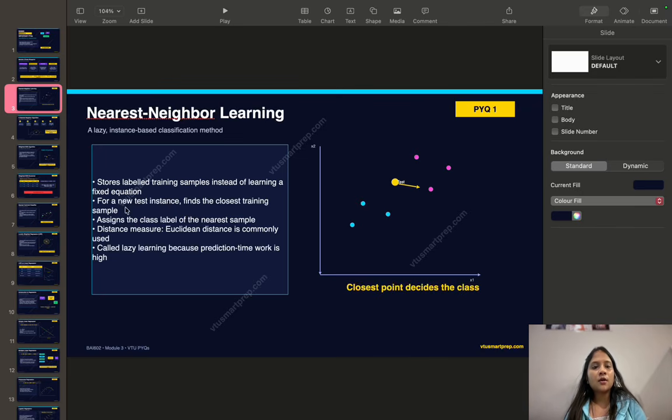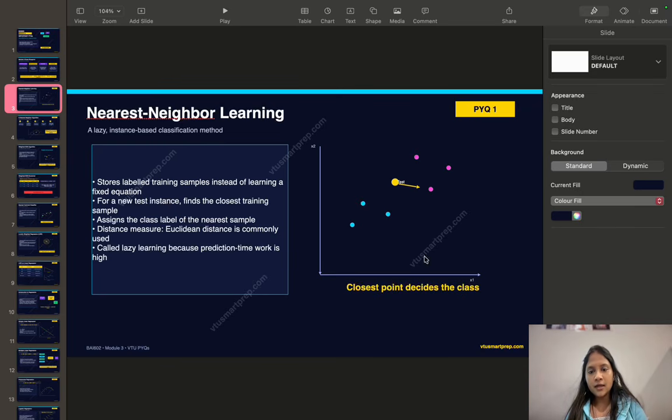For a new test instance, it finds the closest training samples, and then it assigns the class label of the nearest sample, and it uses a distance measure. Which formula is it going to use for the distance measure? Commonly, the Euclidean distance formula is used. Nearest neighbor learning is also called lazy learning because the prediction time work is high, or prediction is delayed. So you can just write that.